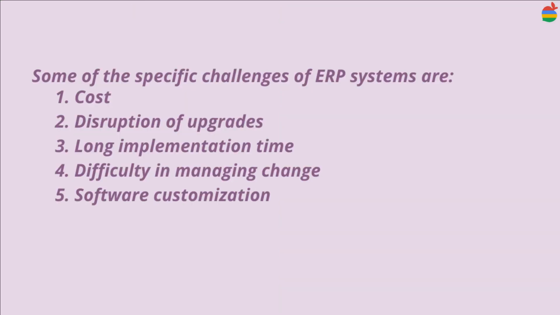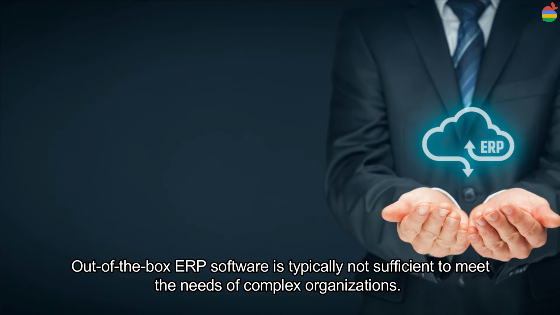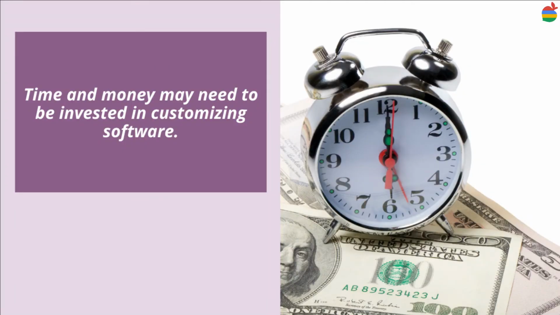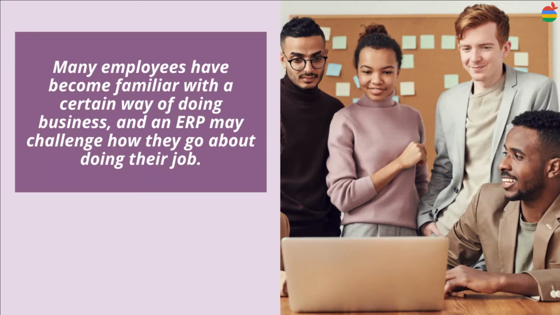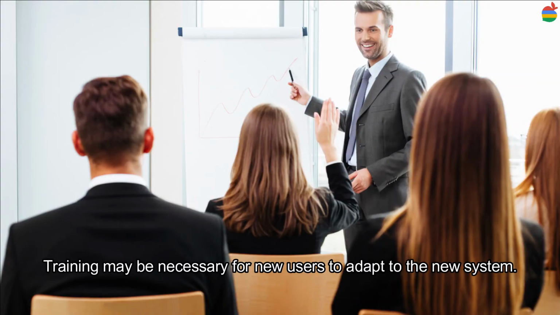Fifth, software customization. Out-of-the-box ERP software is typically not sufficient to meet the needs of complex organizations. Time and money may need to be invested in customized software. Number 6 is user frustration. Many employees have become familiar with a certain way of doing business, and an ERP may change how they go about doing their job. Training may be necessary for new users to adapt to the new system.